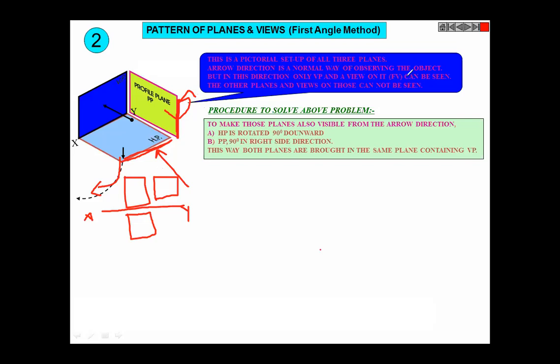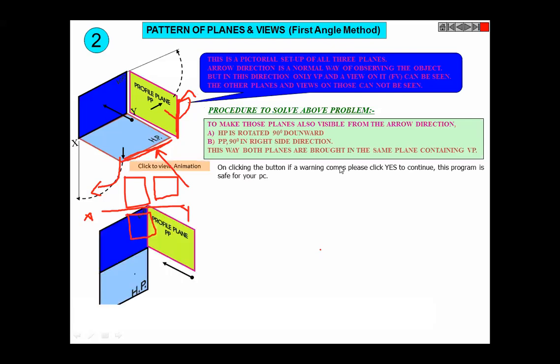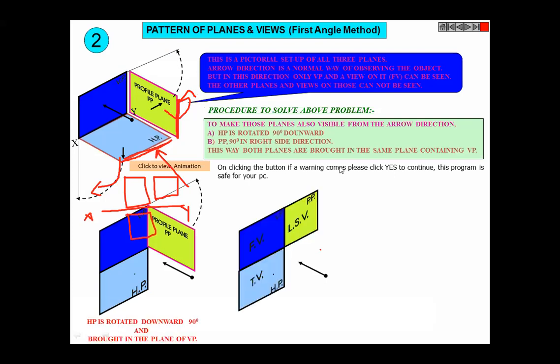Understand? We have already seen that yesterday. So this becomes like this, and ultimately what we get is this. We unfold this quadrant box in this fashion, and this is what we got. This is how we draw also. Now this is first angle, this is the first quadrant. So this is first angle projection.